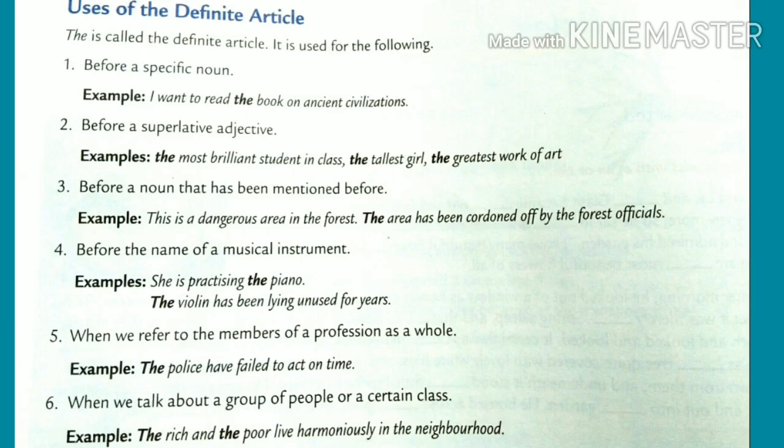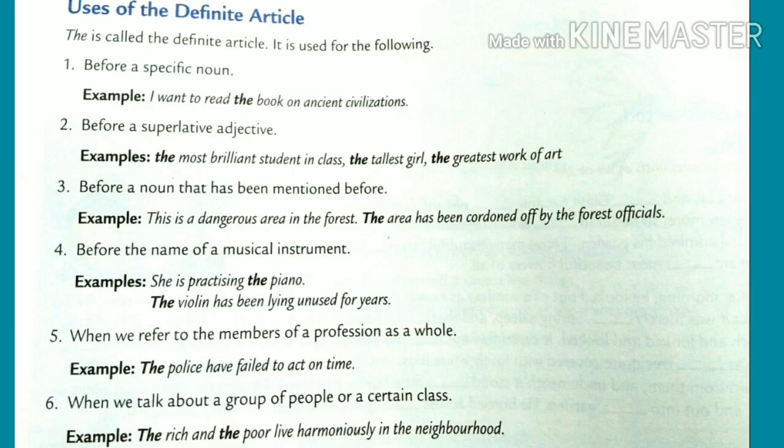I mentioned here about ancient civilizations I want to read. So I used the before the noun book. Second one, before a superlative adjective. Whenever we use the superlative degree, we have to use the. Examples: the most brilliant student in class, the tallest girl, the greatest work of art. The words most, tallest, greatest are in superlative form. It is a superlative adjective, so we have to use the before it.